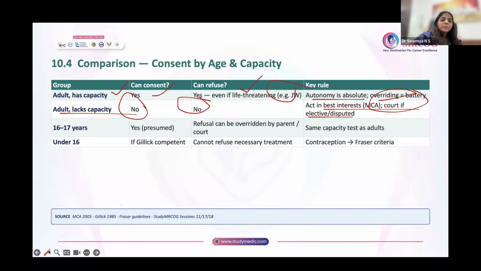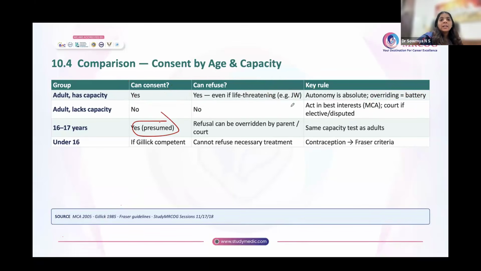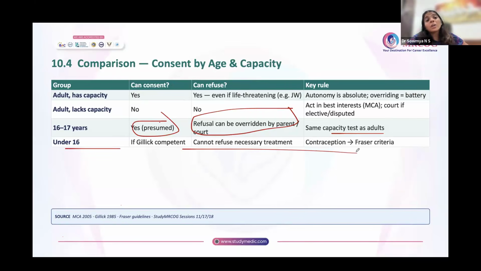16 to 17 years, we presume that they have Gillick competency. You presume that they have capacity. Refusal can be overridden by a parent or a court in their best interest. We assume the same capacity as adults. That's the reason you don't question them when they accept, but when they refuse, you always question their capacity. Under 16, the same thing. They cannot refuse necessary treatment. For contraception, you use Fraser criteria.